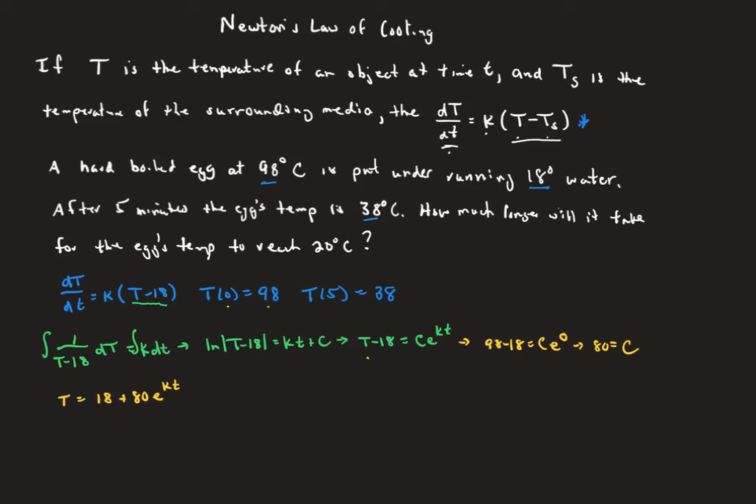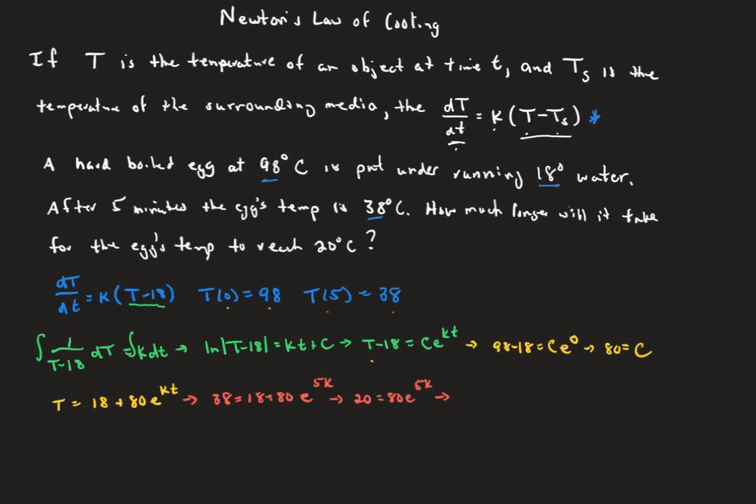So we'll use our next initial condition. Now we're going to use T of 5 equals 38. If we plug in the 38 for the T, then we've got 18 plus 80 e to the, and we're plugging in 5 for the t, so that's going to be 5k. We're going to solve this for k. Subtracting the 18 over gives us 20 is equal to 80 e to the 5k. Dividing by the 80, 20 over 80 is 1/4, equal to e to the 5k.